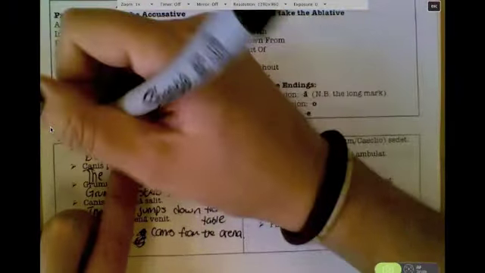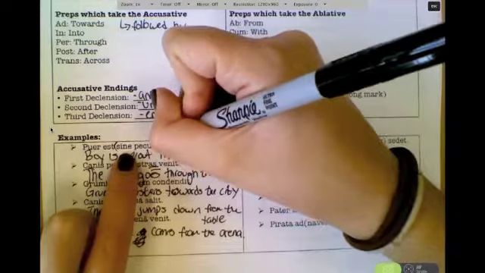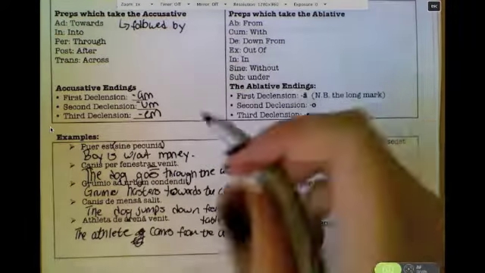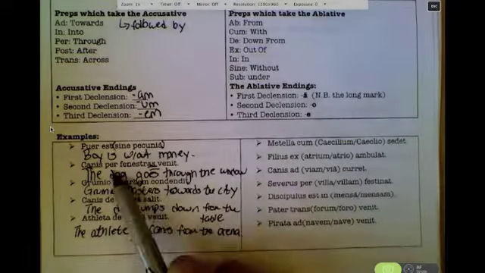So here I have without. Okay, without what? Okay, without money. So I know my prepositional phrase is from sine to pecunia. Go ahead, pause the video, and find the prepositional phrases in here.